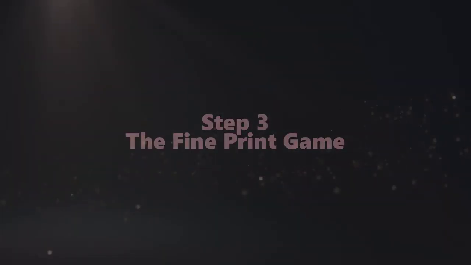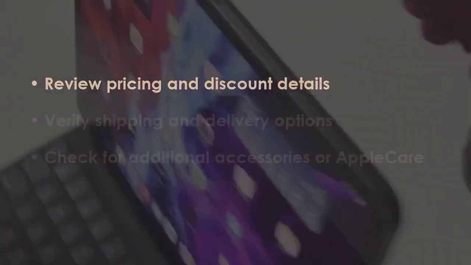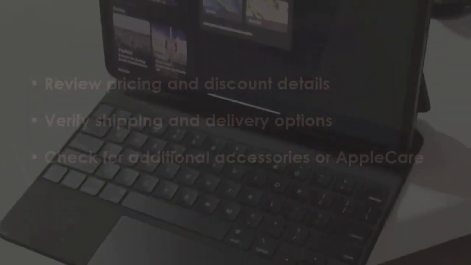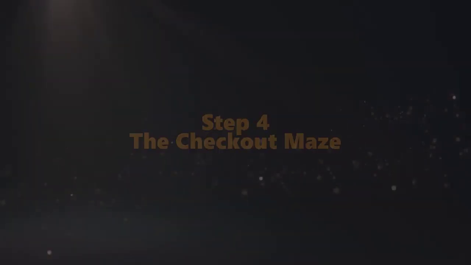In the next step, go through price and discount breakdown. Next, confirm shipping and arrival options. Then see if extras like AppleCare are needed. In the next step, move to the checkout section.